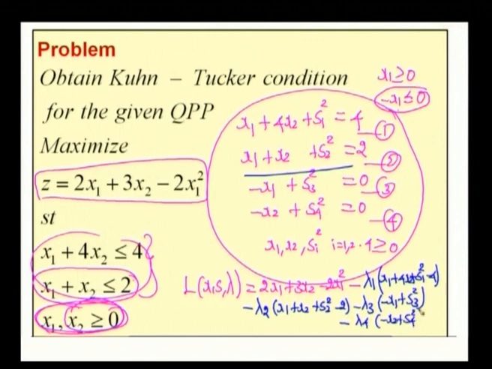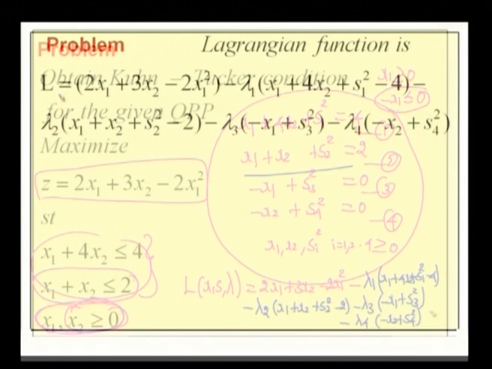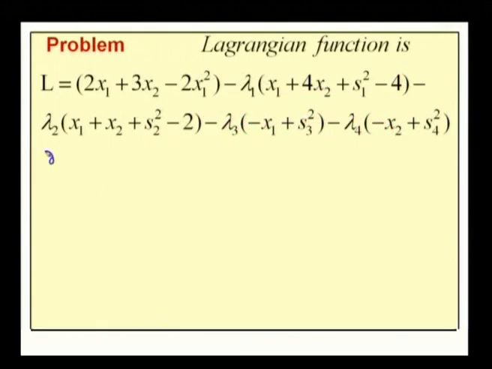So, by rewriting the given set of inequality constraints into equations, we can obtain the Lagrangian function for this problem. The partial derivative of this function with respect to x1, which is dou L by dou x1, equated to 0, gives us 2 minus 4x1 minus lambda 1 minus lambda 2 plus lambda 3 equal to 0.